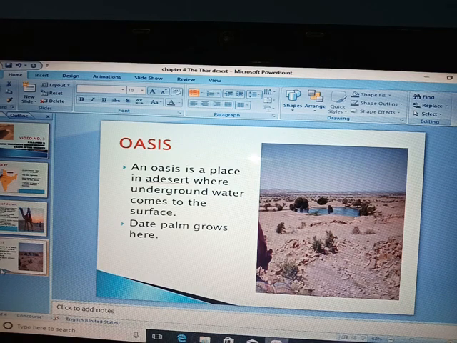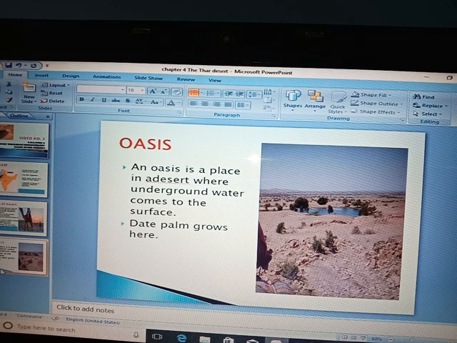Now what does oasis mean? An oasis is a place in a desert where underground water comes to the surface. An oasis is a type of place present in a desert where underground water comes to the surface. As you know, water is also found at ground level. So what happens, an oasis is not present everywhere. When the underground water comes out to the surface, then the oasis is formed.